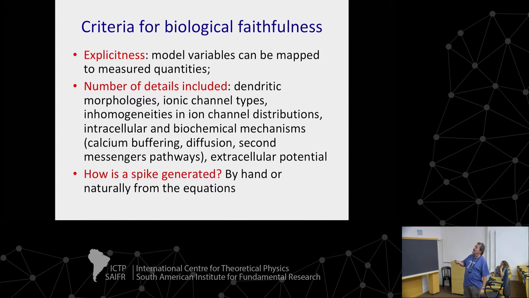Also, one important criterion is how a spike is generated. If you want to capture all the processes that are responsible for spike generation, you have to include this in your model, and then the model will be more expensive. Or you can just say, well, I have a threshold there, and whenever the voltage crosses the threshold, I, by hand, assume that there's a spike there. So you don't model the generation of a spike, but you just have spikes in your model put in by hand. Okay.